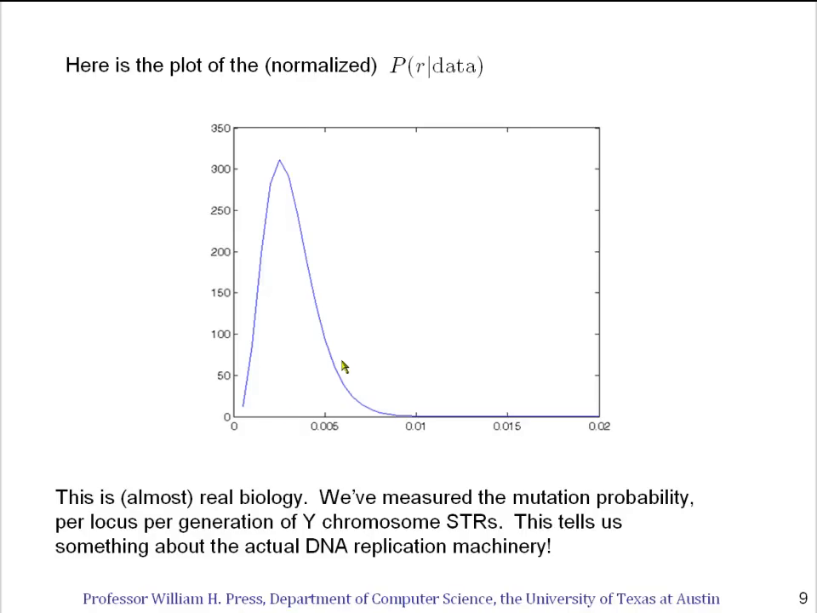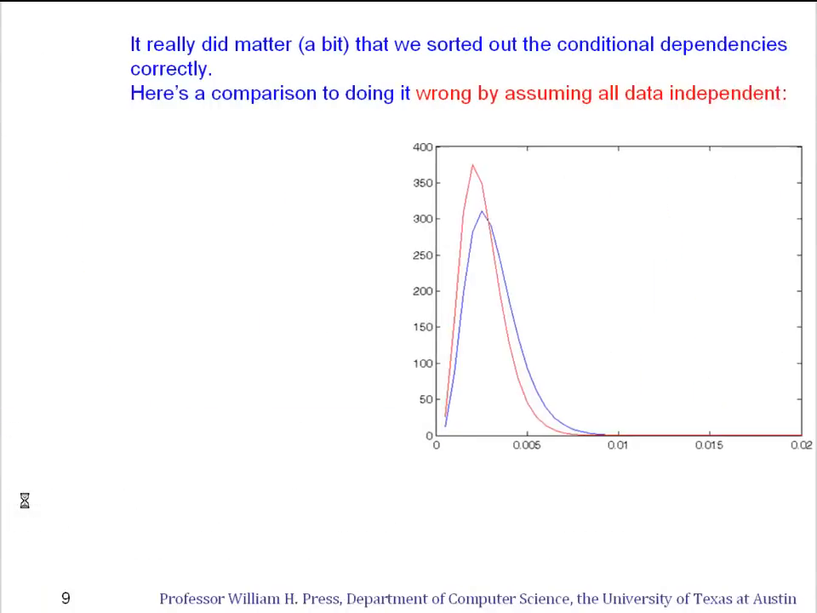But because this is Bayes, we get a whole probability distribution. And we see that the value that I quoted, 0.5%, is a perfectly plausible value for this data. And the answer, based on our data, is simply this probability distribution. So this is real biology, almost, because we made some approximations. We've actually measured a mutation probability per locus per generation on the Y chromosome, short tandem repeats. This tells us something about how DNA actually replicates and how accurate that replication can or might be.